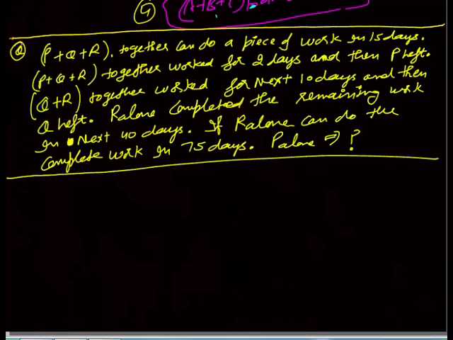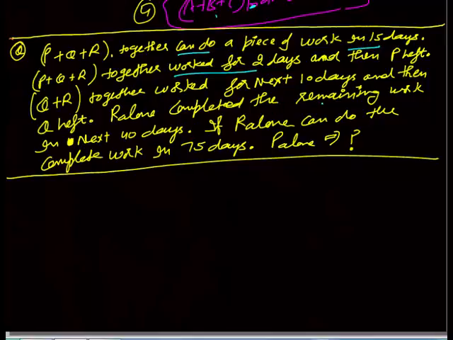This is another example I have written. The question says that P plus Q plus R together can do a piece of work in 15 days. P plus Q plus R together worked for 2 days and then P left. Q plus R together worked for the next 10 days and then Q left. R alone completed the remaining work in the next 40 days.